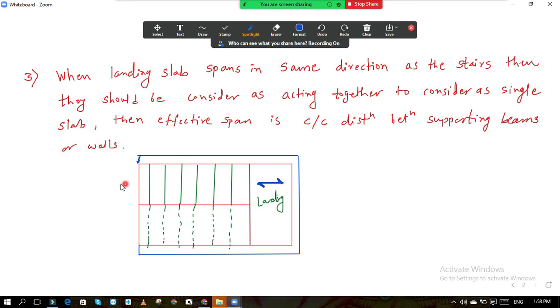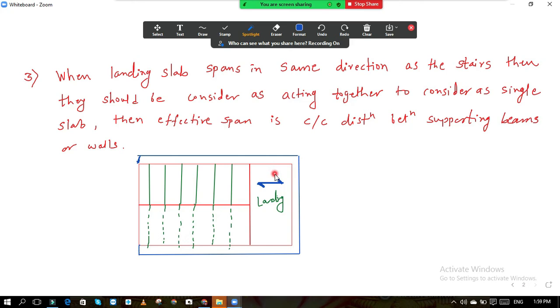And see the staircase, you are starting from here and you will climb up like this, okay, and then you will move up. So the direction of the span of the staircase matches the direction of the span of the landing. If the steel in the landing is provided in this direction, and the main steel is provided in the vertical direction, then this will be the span. This horizontal is not the span.